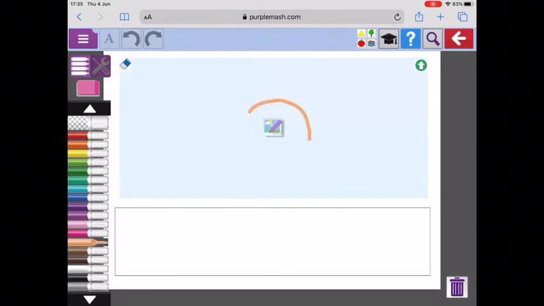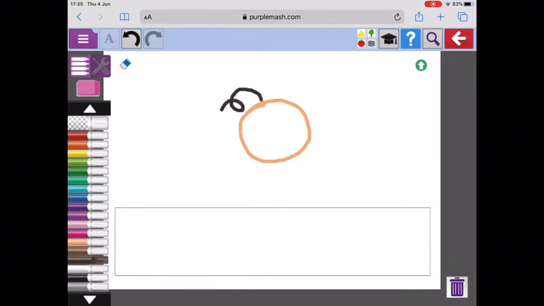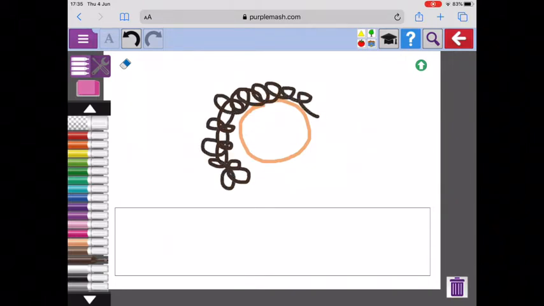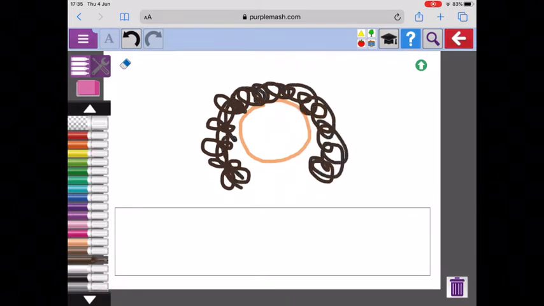So I'm choosing my colour to draw my face. And my hair. I like it when my hair is curly. Next, I'm going to do my eyes. One, two, yeah, blue eyes. A nose and a smile.